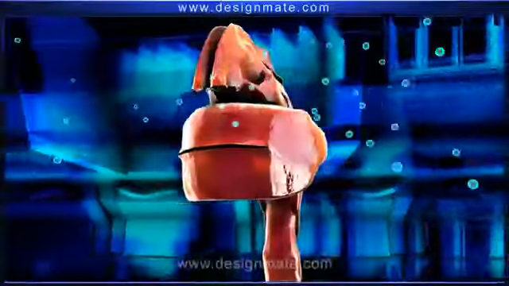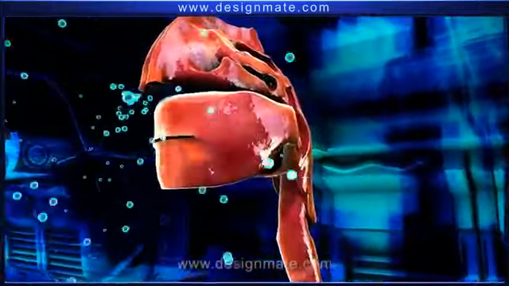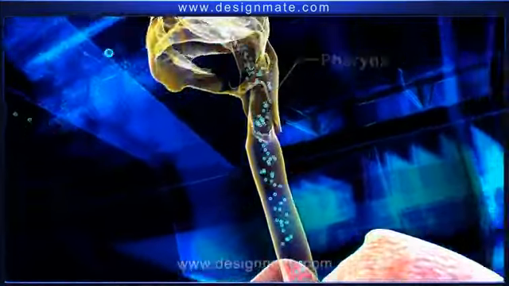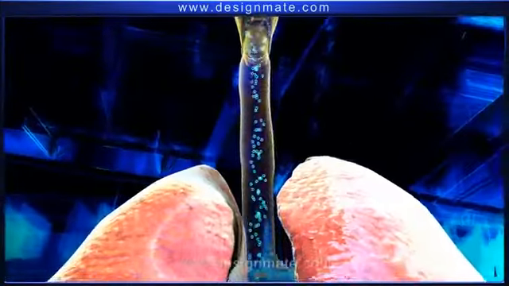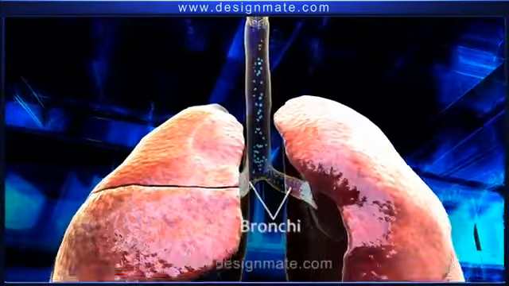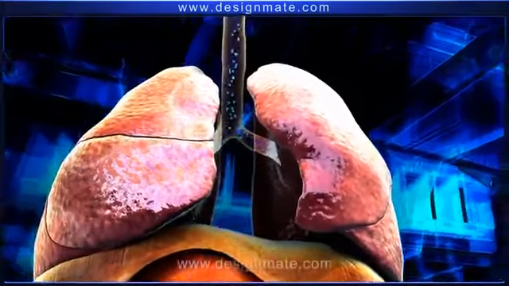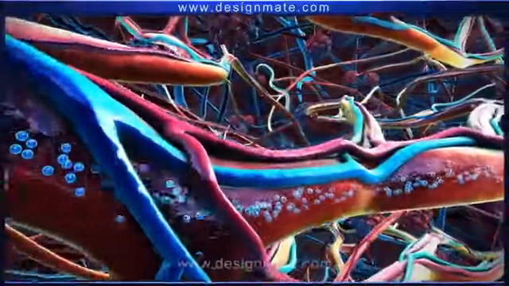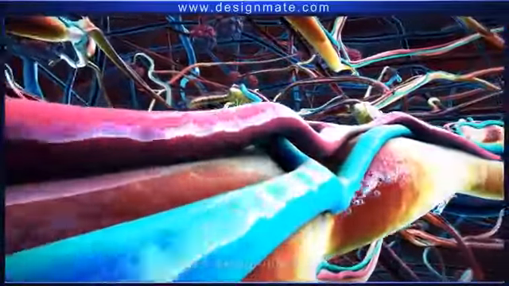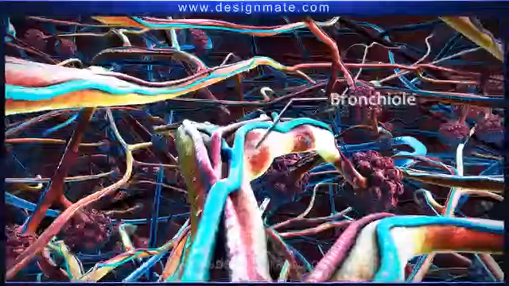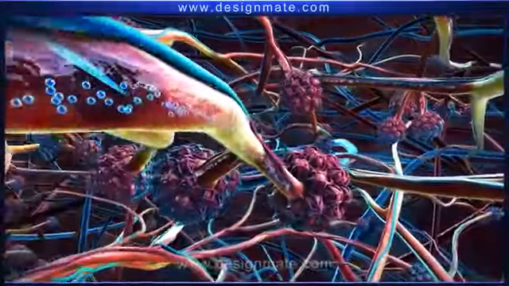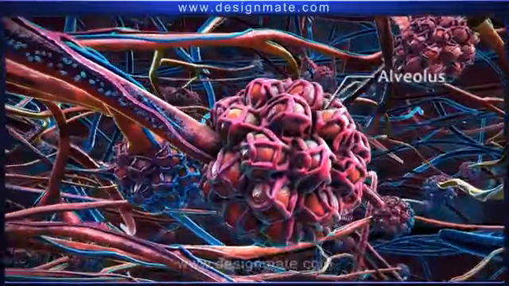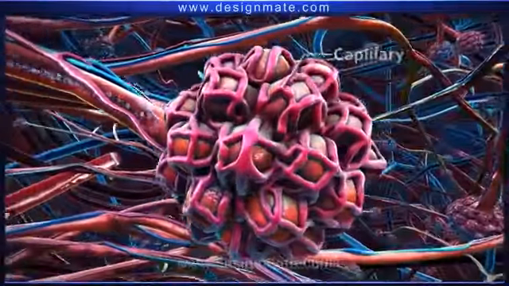As we breathe, the oxygen molecules enter the nostrils and travel downwards through the pharynx and trachea to finally reach the bronchi. From each bronchus, oxygen travels into the lungs. Within the lungs, the bronchus divides repeatedly to form bronchioles. Oxygen travels through these bronchioles and reaches the alveoli, each of which is surrounded by a network of capillaries.